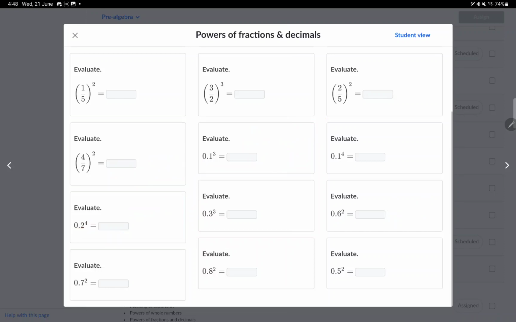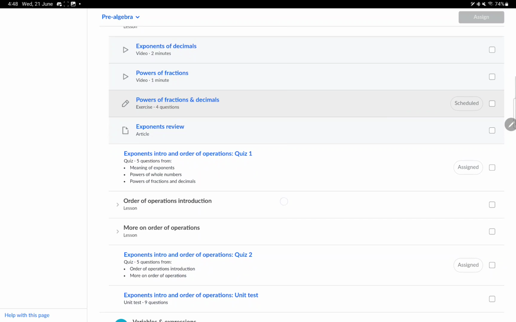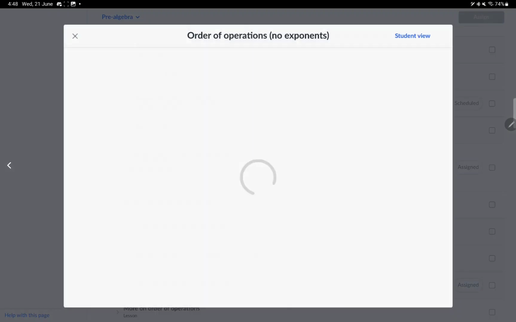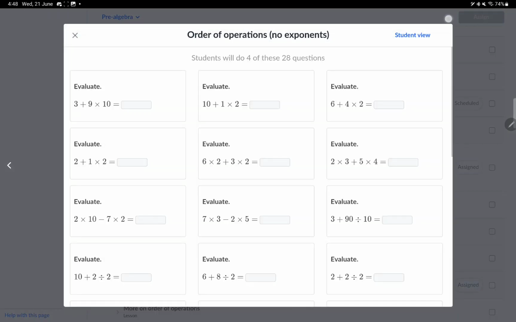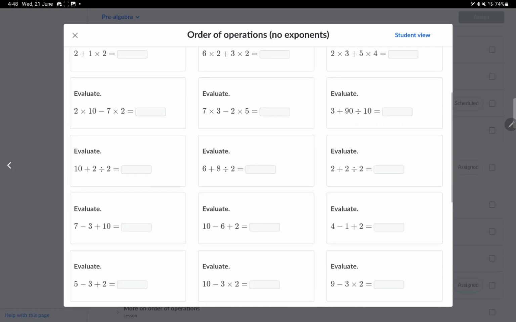Next one would be order of operations, no exponents. Now these ones are not too hard, but you just need to be very careful. So let's say this one here. Which one do I do first? 6 plus 8 or 8 divided by 2? 8 divided by 2, correct. So these ones are easy, right?